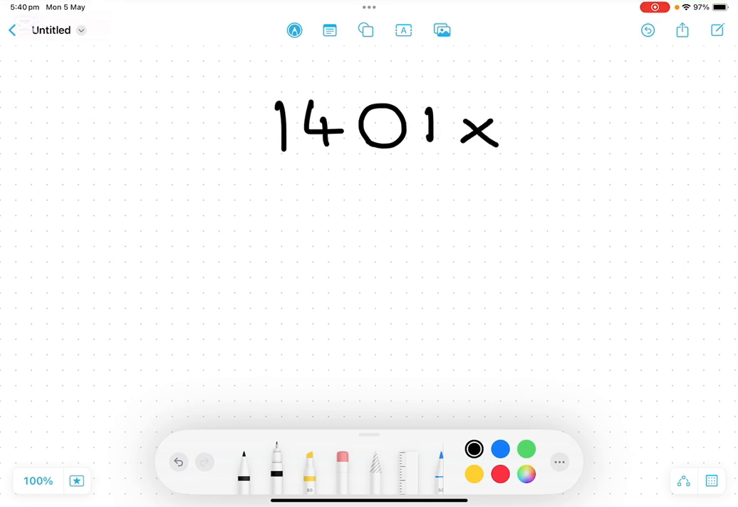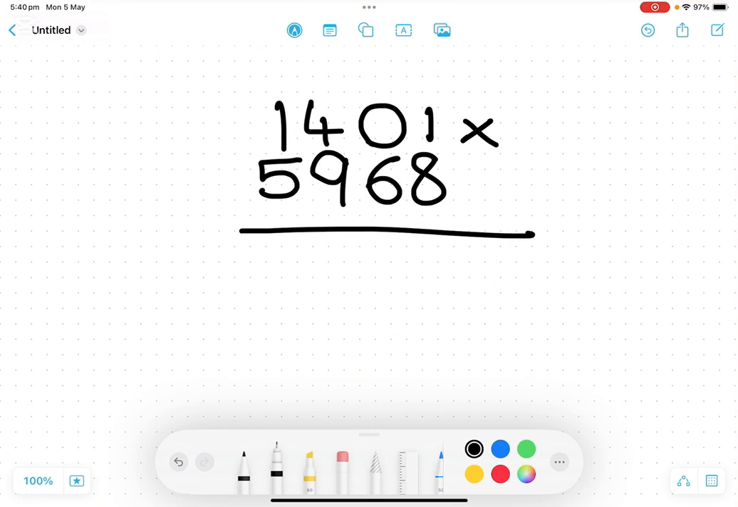1,401 by, this one took me a little bit of time to figure out, just give me a minute, because this is future me, 5,968. So we're just going to draw a line to separate it. Remember to add the times symbol.